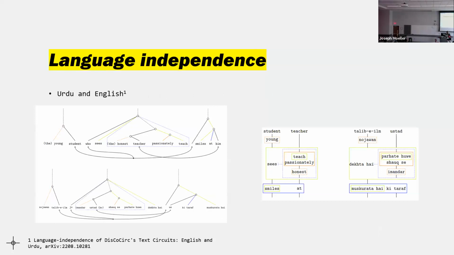Yes, on this latter point about inter-language independence, we did some work comparing Urdu and English, a very simple fragment. Essentially, the gist is that we take this simple fragment, we equip it with some grammar, and then when you draw it as a circuit, it ends up being the same circuit with some labels different.